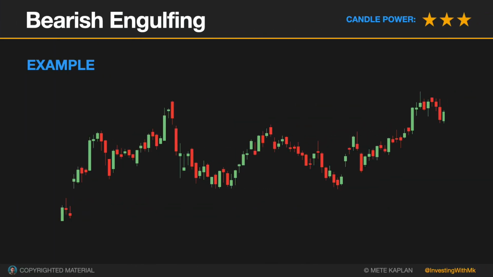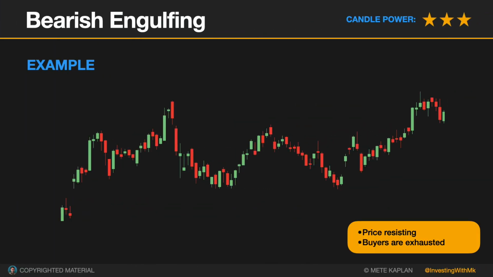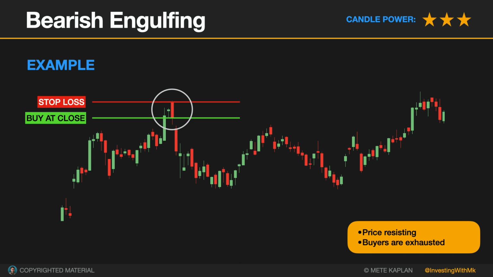So, where's the bearish engulfing pattern in this example? As you notice, it's over here. Now, how do you enter this trade? Wait for the engulfing red candle to close and enter the trade. Simple, isn't it?